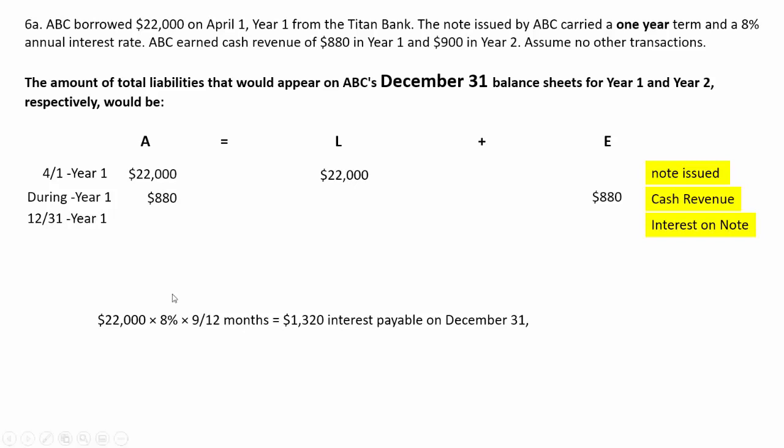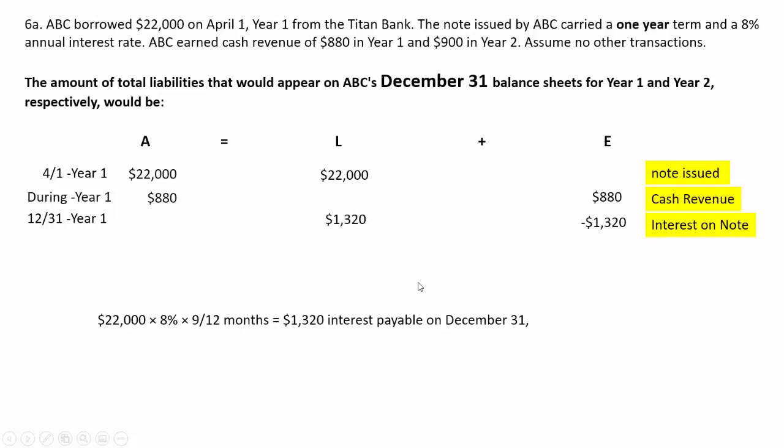So it looks like the interest on this note for year 1 would be only 9 months, because this note was taken out on April the 1st. So January, February, and March, that's 3 months goes by, and so from April the 1st to the end of the year is going to be 9 months. So we've got $22,000, the amount of the note, times 8%, times 9/12, which is April through the end of the year. That's going to be interest that's payable on this note as of 12/31 for $1,320, and that'll be a liability of $1,320.